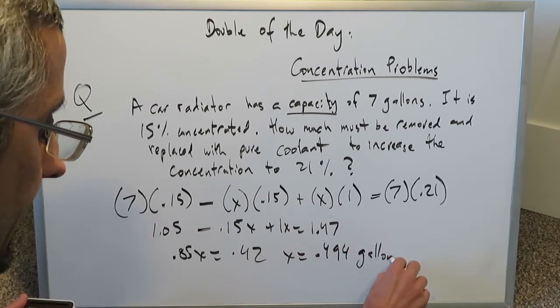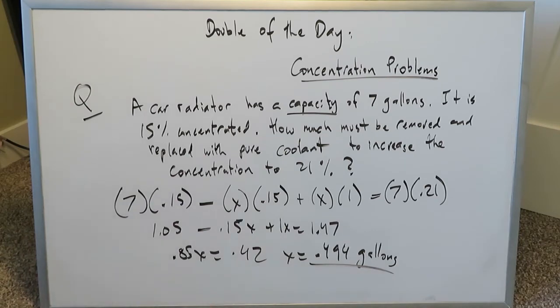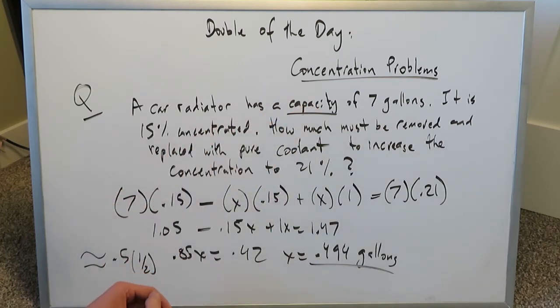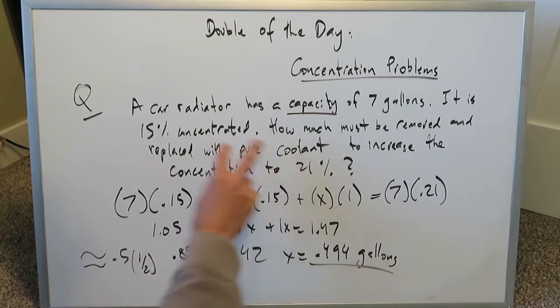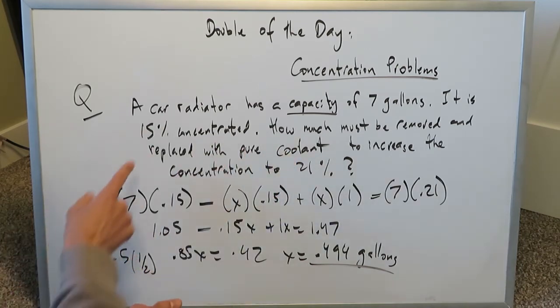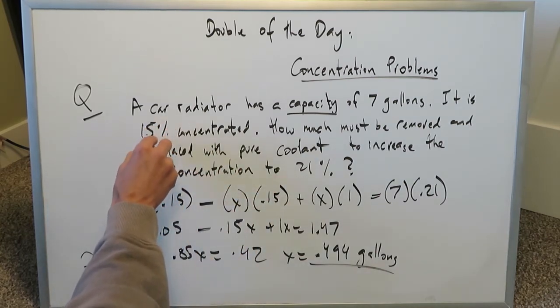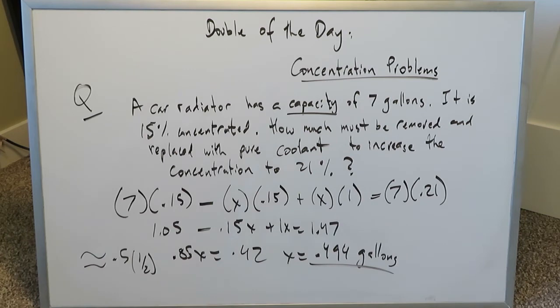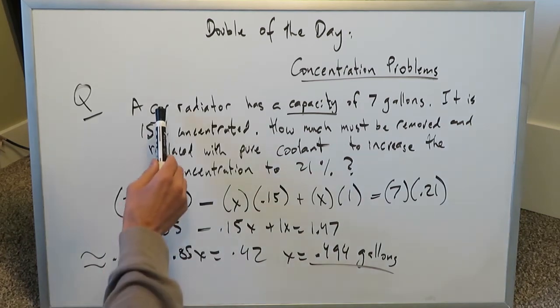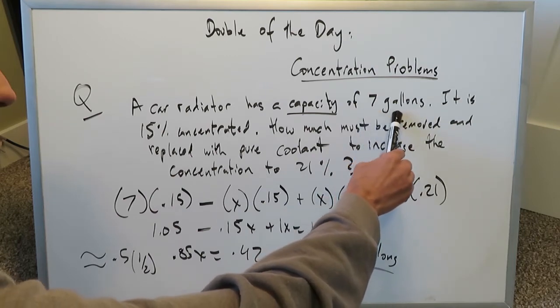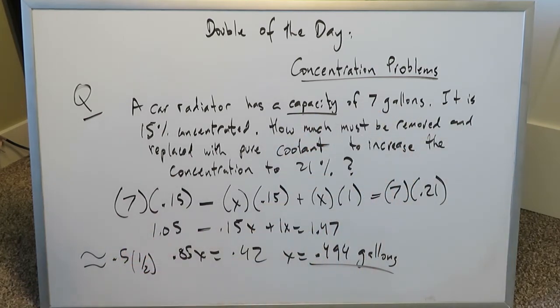What does this answer indicate? That you're going to remove 0.494. You could round this up to about 0.5 or a half. We're going to remove half a gallon of that existing volume from that radiator, which was 15% concentrated, and then we'll put in exactly half a gallon of pure coolant, which is 100% concentrated, and it will increase the 15% to 21%, and the question will have been solved. And now you can see some of that intuitive knowledge that you should have known. Most importantly, what is a radiator, and that all radiators must always be filled up to full capacity for that car engine to function properly.